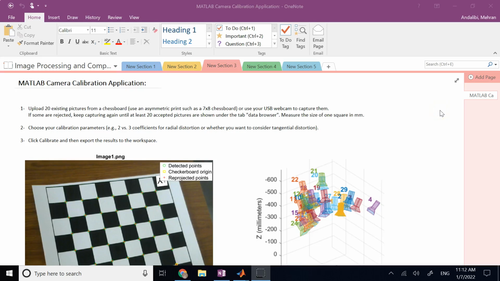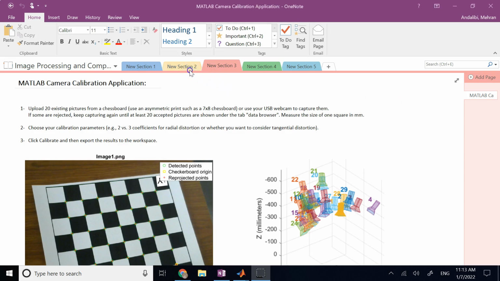Hello everyone. In this video we are going to talk about the MATLAB Camera Calibration App. Now when you go to MATLAB there is more than one camera calibration app, but this is for single camera, because there is also a stereo camera calibration and there is basically a LiDAR based camera calibration. So this is the simple one.